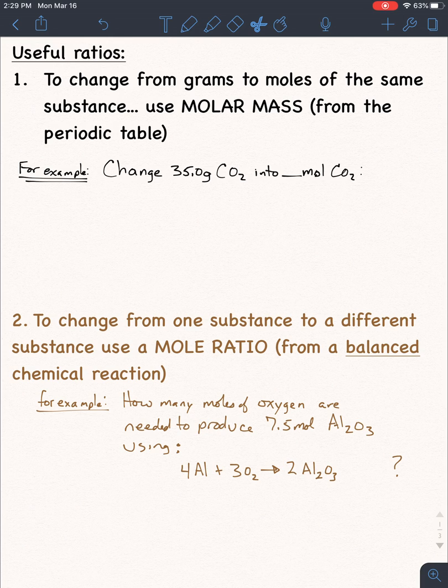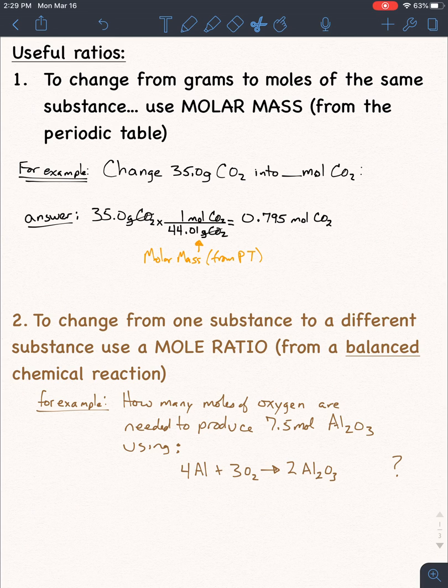Okay, so the answer to the first question is 0.795 moles of carbon dioxide. That is changing from grams to moles, or moles to grams, using molar mass from the periodic table. The second question has an answer of 11.2 moles of oxygen. Again, that's just using mole ratio. That's the second ratio you use, from a balanced chemical equation. If you are struggling with either one of those topics, please stop the video now and review those topics before coming back and finishing this video.